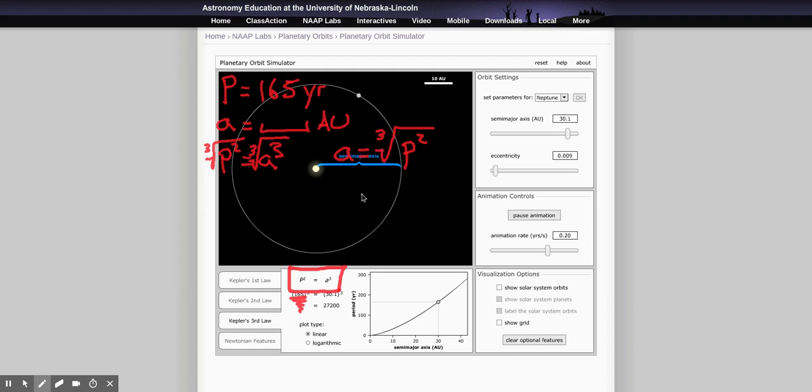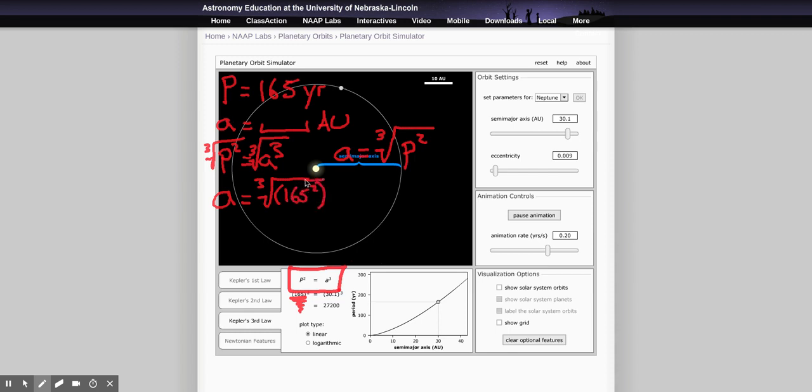I'll show you some more example problems later on. But in general, you might see that you have a cube root button on your calculator, but you can always use the button for raising to the power of another. I'll show you. Okay, so let's just do this example though. I have that the semi-major axis will equal the cube root of 165 squared.